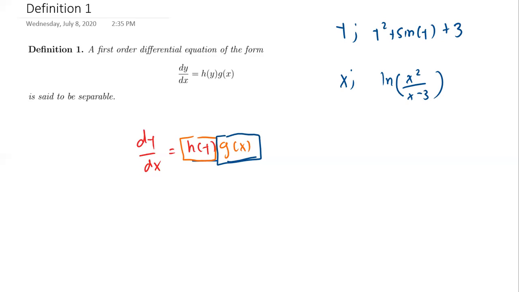Why is this the condition we need for us to be able to do that process that I showed you in the previous two examples? Well, if you can do this, then you can just divide both sides by h of y. And then from this, just integrate both sides. The left-hand side with respect to y, the right-hand side with respect to x. So this is the condition that we need. We need our differential equation to be separable for us to use this algorithm.